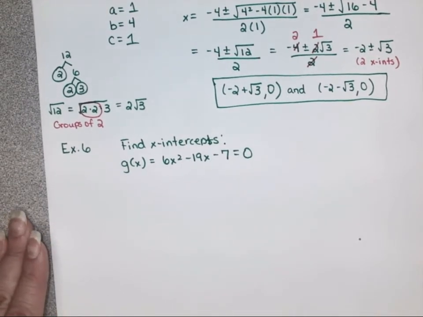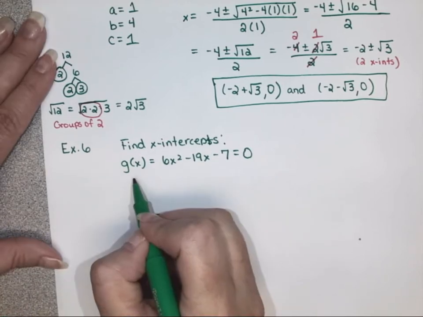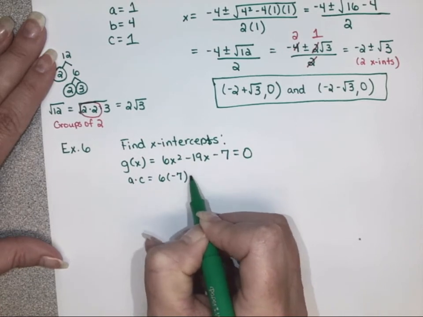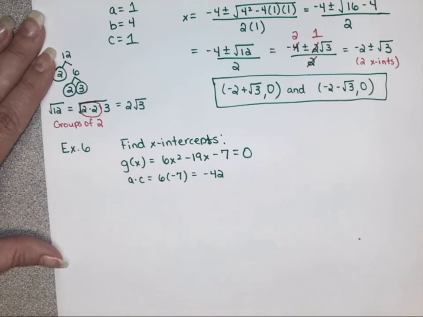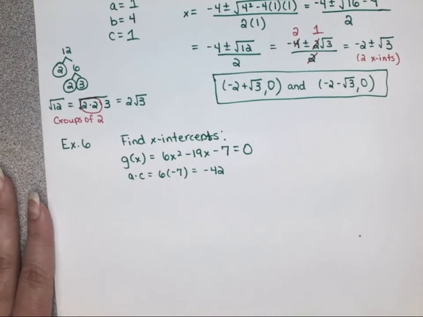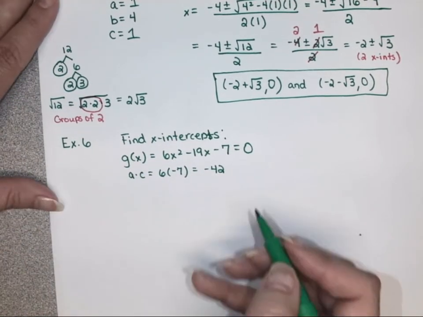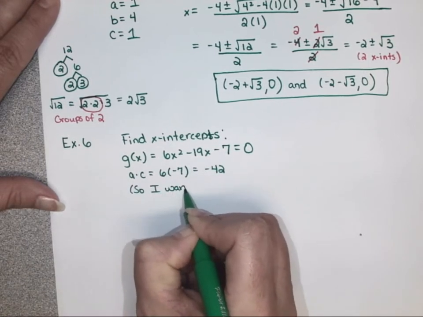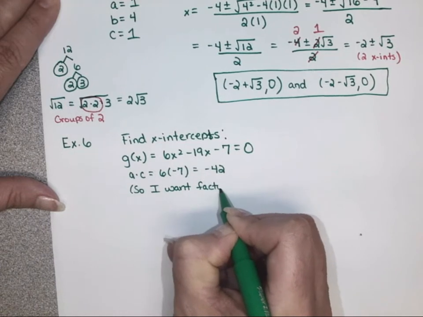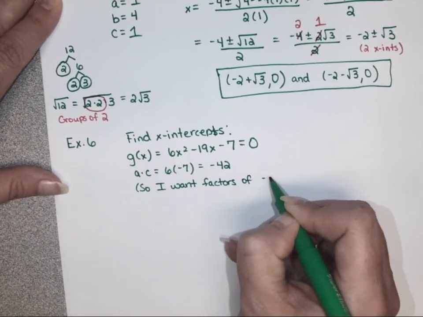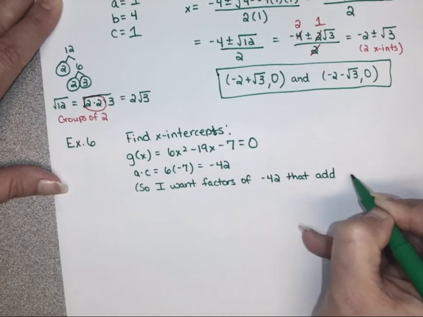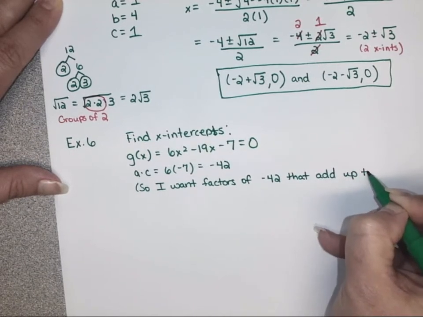So we're going to try to factor first. Let's see if we can do it. So a times c is going to be 6 times negative 7, which is negative 42. Remember, this is what I want: factors of negative 42 that add up to what? Negative 19, in fact.